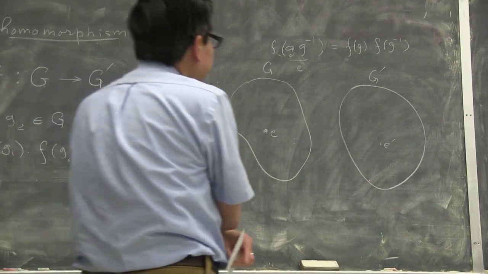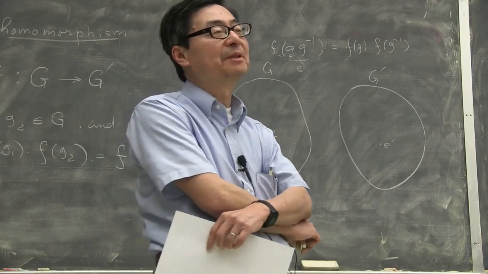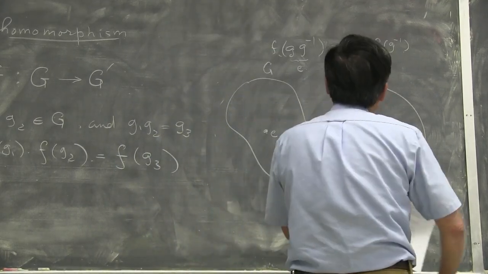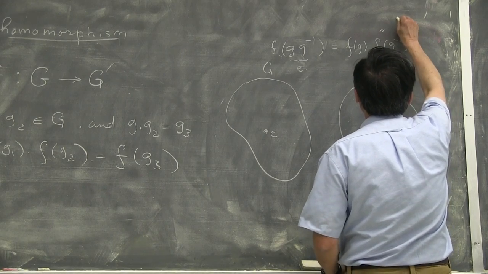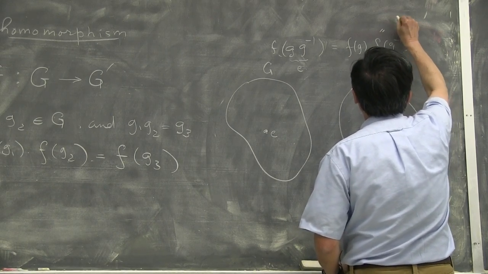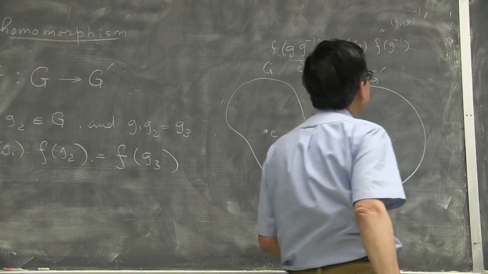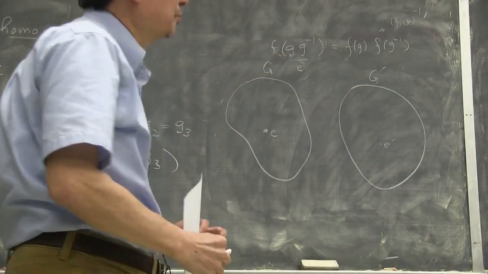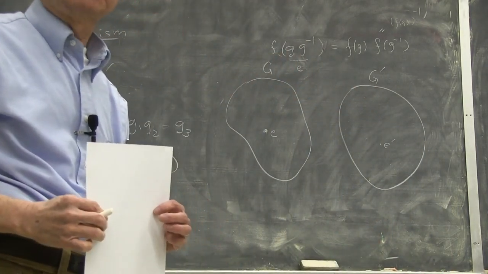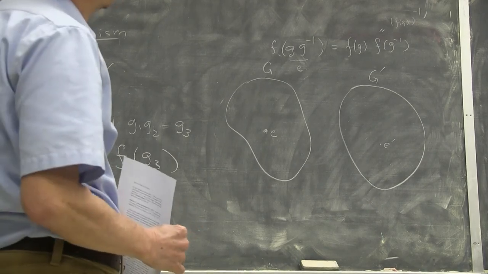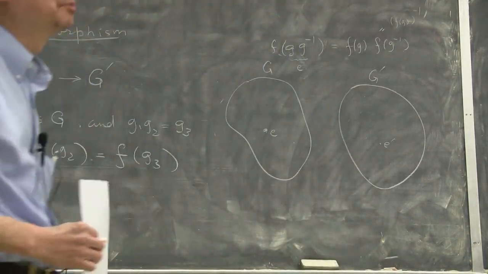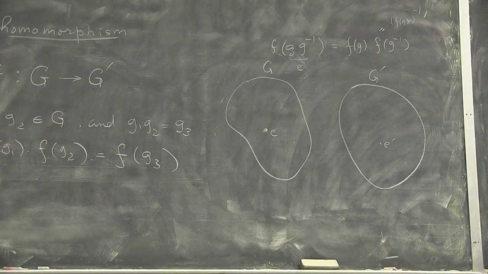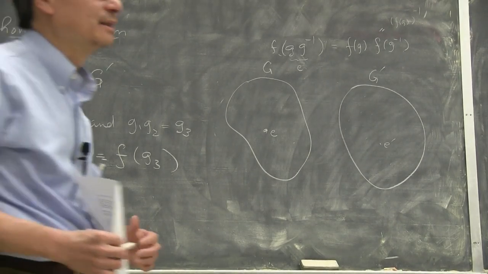The last term is the inverse of f of g. Yeah, that's correct, and you can prove that also. The last term is the inverse of the group element f(g), and that's always equal to e prime. I'll let you prove that. So for a group homomorphism, the identity is always mapped to the identity.